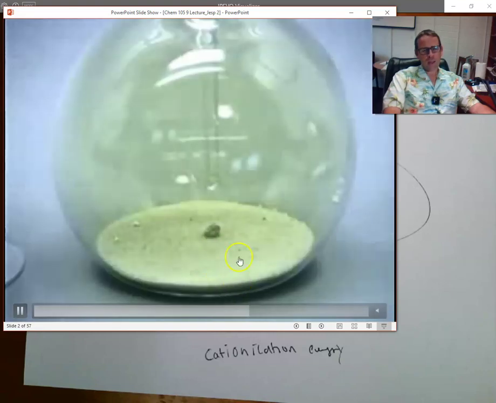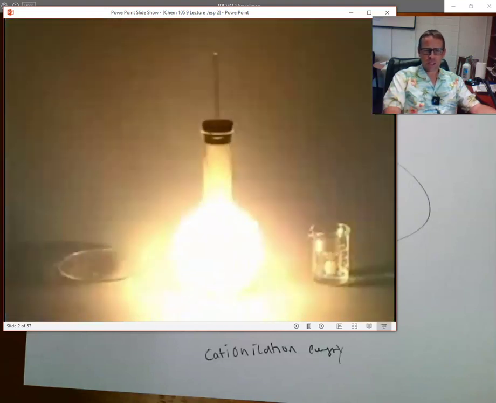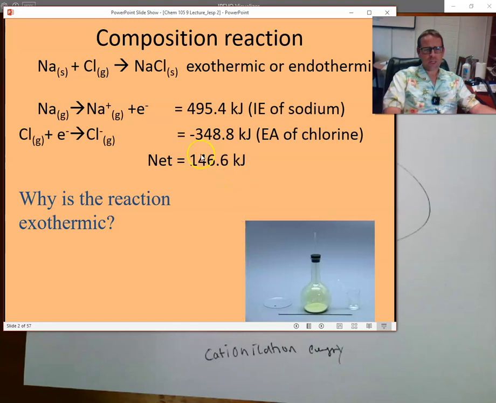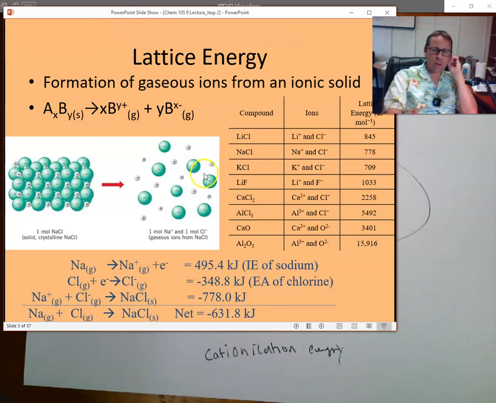So why is the reaction exothermic if the ionization energy for sodium is larger than the electron affinity for chlorine? If the net energy change is a positive value, then why is this reaction exothermic? And the answer is because there's more going on. There's more things than just an atom receiving an electron and an atom releasing an electron. This is one of the major contributors to this process, and it's called the lattice energy.